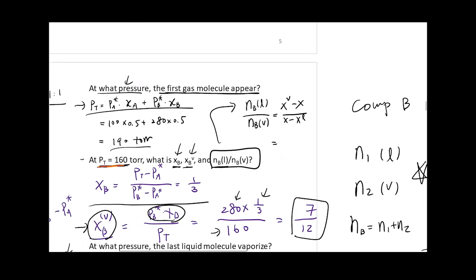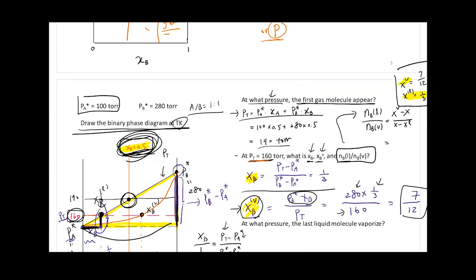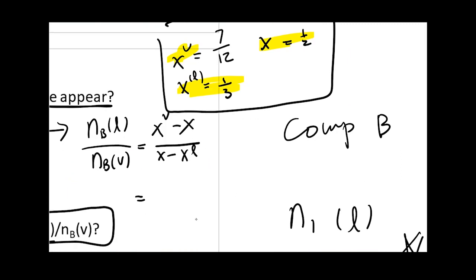So your mole fraction in the vapor form, your xv, is 7/12. Your x in the liquid form is equal to 1/3. And then your original x is actually 1/2. This is just your xb in the liquid form, right? This is the xbv in the vapor form. X is just your initial xb assigned in the question. What you do next is just plug the things in, okay?